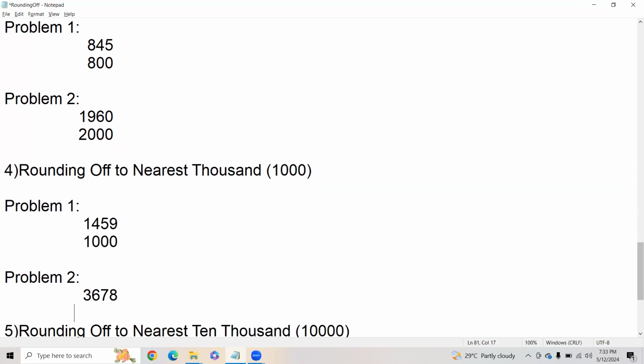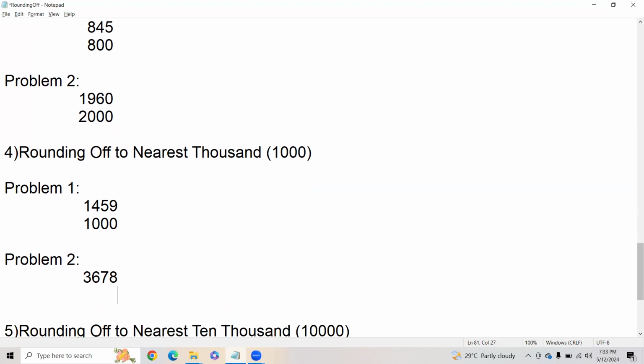Let's try to do the next question. 3678. So we need to round it off to nearest 1000. So again put 000 because 1000 is having 3 zeros. Now we are rounding off to nearest 1000. So check the third digit from the right. So what is that digit? That digit is 6. We know that whenever it's greater than or equal to 5, we need to increase the remaining part by 1. So 678, we have already written 000. So what is the remaining part? It's 3. And here 6 is greater than 5. So we need to increase the remaining part by 1. So 3 plus 1 becomes 4. So our answer is 4000.